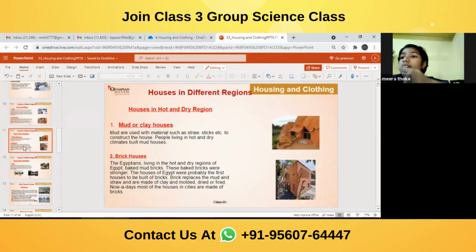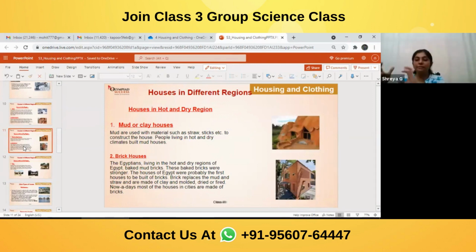Ma'am, what is the meaning of molding? Molding means making different shapes. Okay. Heating it, the shape can be changed like this. That is the meaning of molding. Like if I take an iron rod and I heat it, what will happen? It will become weaker from the middle. I can turn that iron rod. Yes. Okay, that is molding.